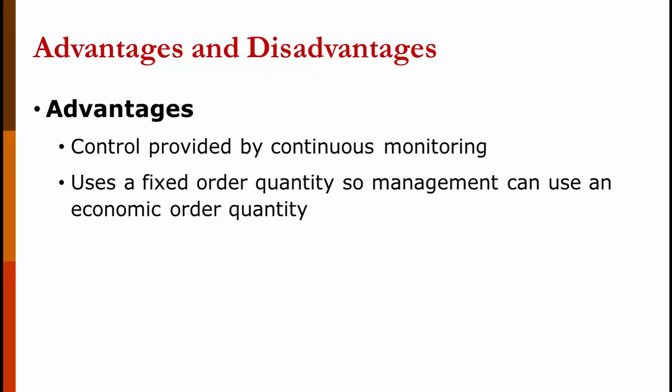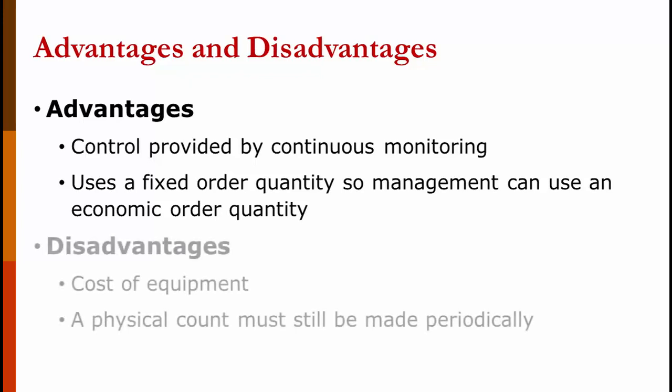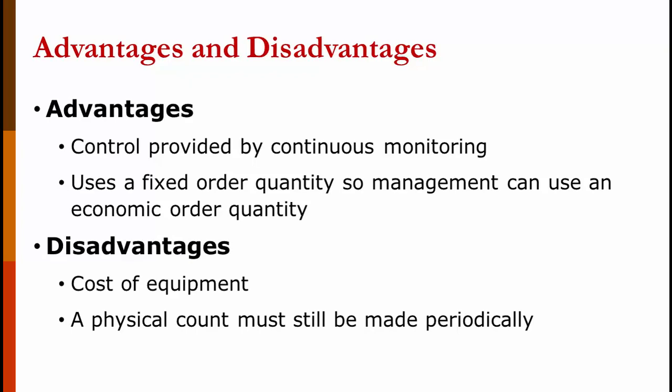Since you're using a fixed order quantity, management can set up an economic order quantity to minimize the cost of the inventory. The disadvantages are the cost of equipment, although that's not a big deal anymore, and the fact that you still need to make a physical count every now and then in order to true up the system.